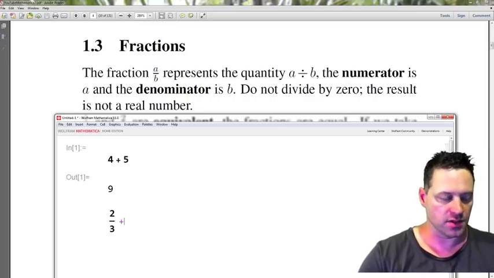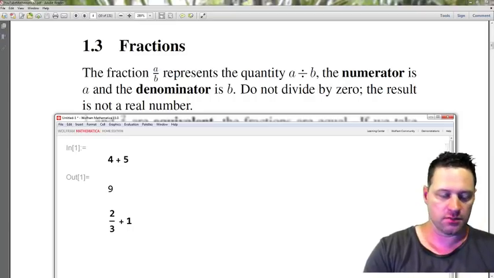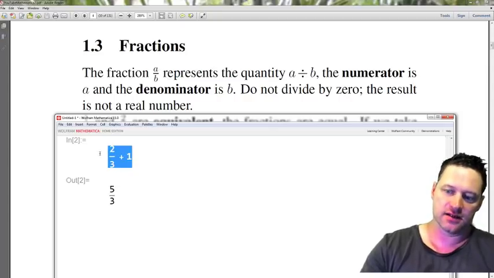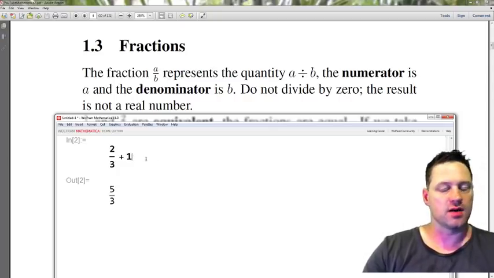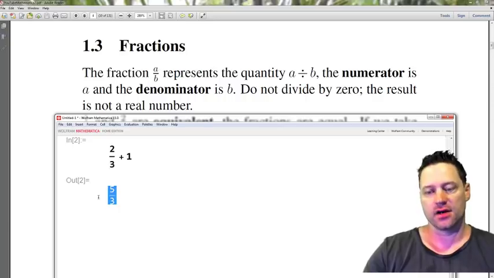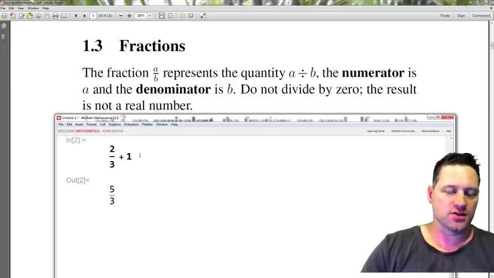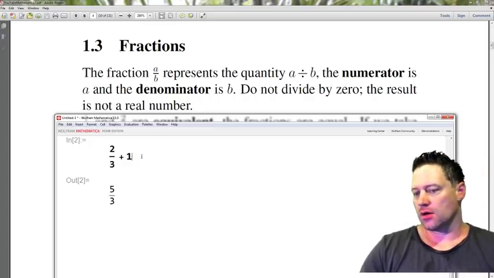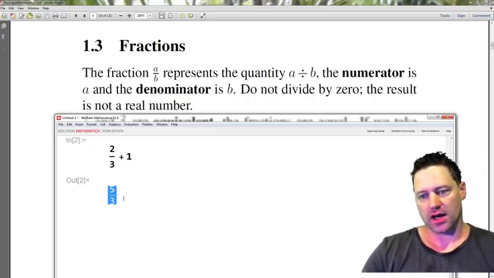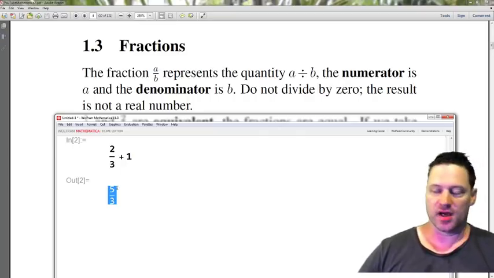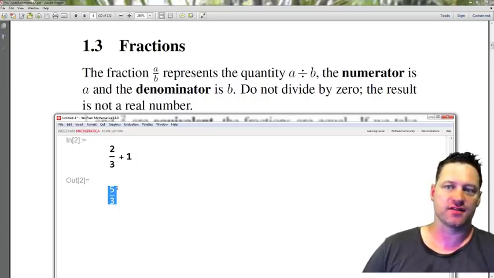Say, add 1 to this. All right, let's do that. Add 1, Shift Enter, see what we have. Well, look, Mathematica has added these two rational numbers together and given the result 5/3. Now some people would write this as 1 and 2/3. Now, Mathematica likes to write it this way, so that we're talking about 5 being divided by 3. 1 and 2/3 is the same as 5/3.